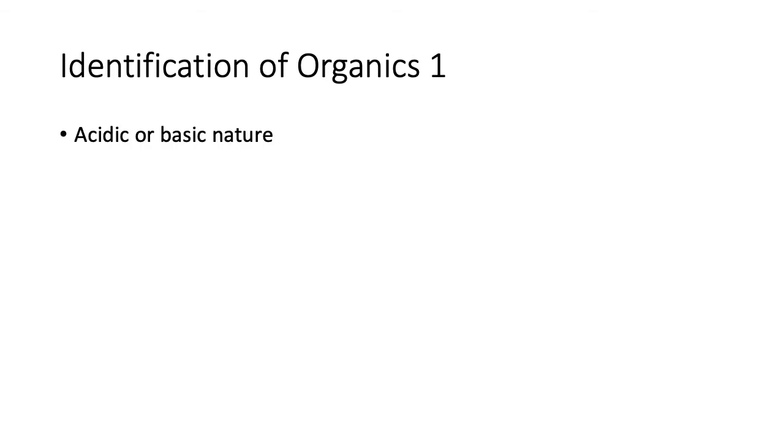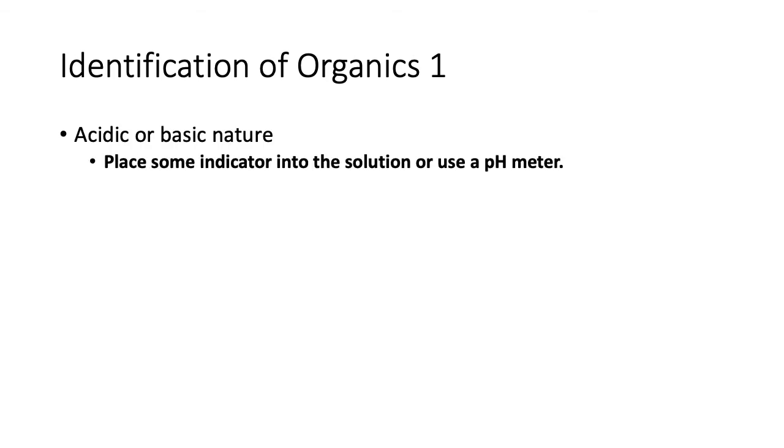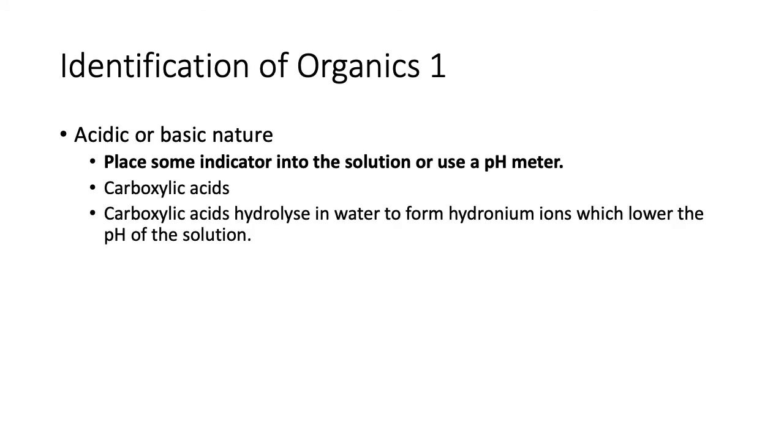Then we can look at acidic or basic nature. There's a couple of ways we can do that. You can dump in an indicator or use a pH meter. This will identify carboxylic acids, which will be acidic, and everything else will not. You form hydronium ions, which lowers pH, that makes sense.